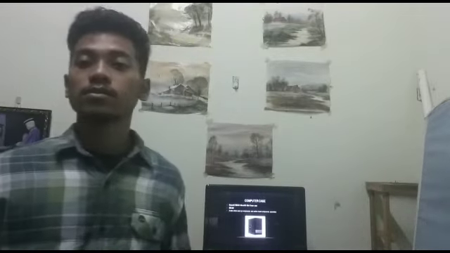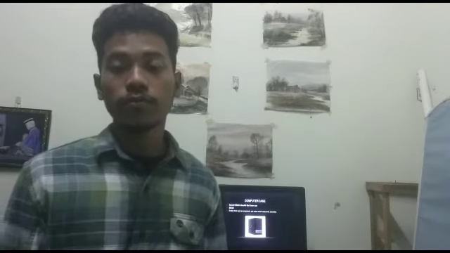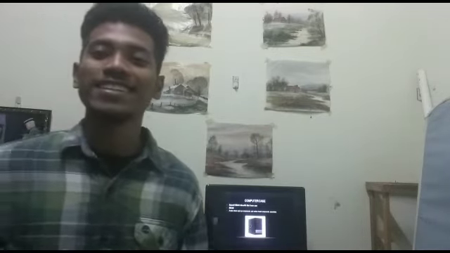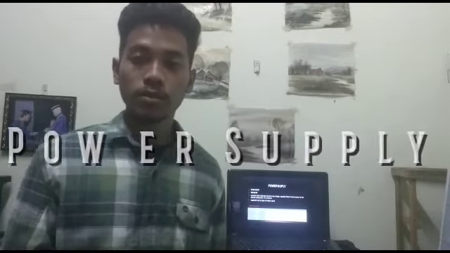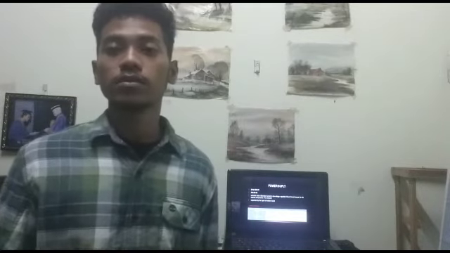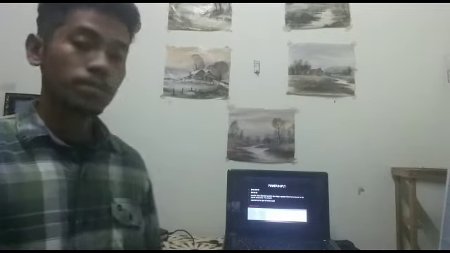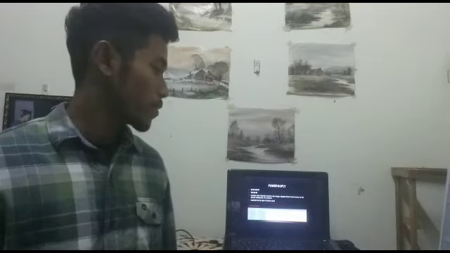This computer case price is only 246 ringgit, so Lisa will be able to buy it. Next component for Lisa's computer is a power supply. Power supply is very important in any computer in this world. The power supply that we are suggesting to Lisa is EVGA 500VV.